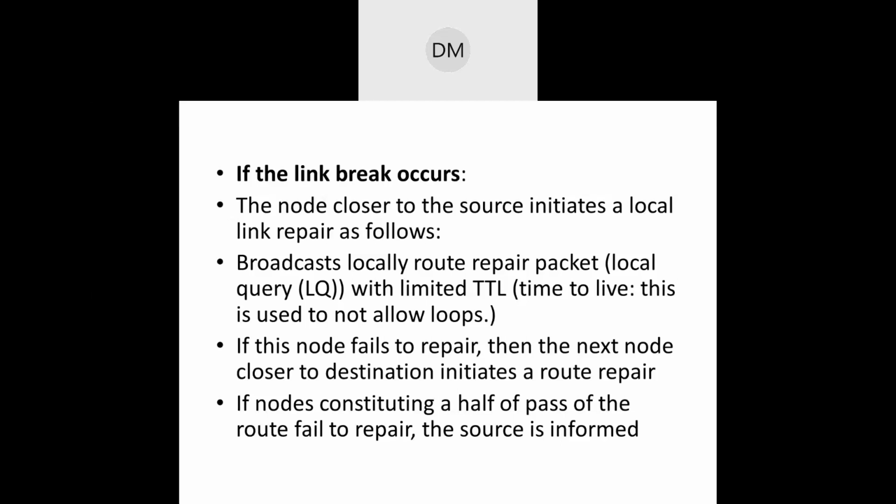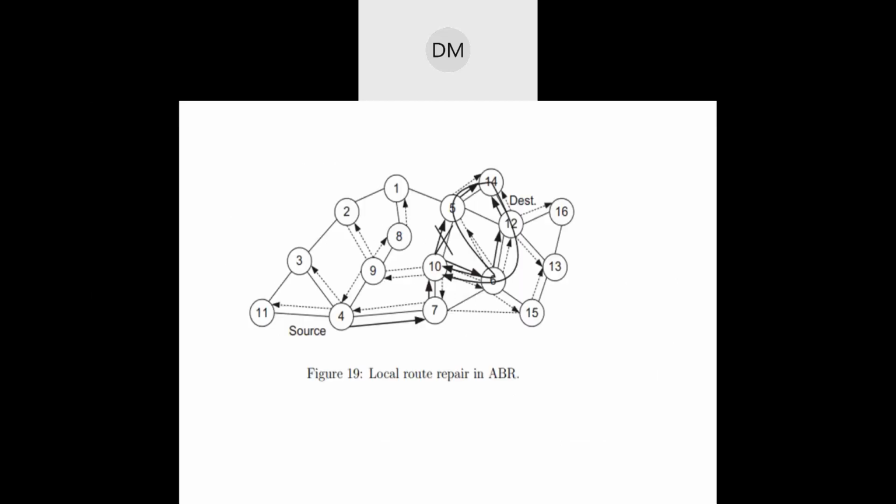At first, if it is not able to repair the route, then from the destination side it will try to repair. If it is not repaired from there either, then it will send a message to the source that the route cannot be repaired. That's all. Thank you.